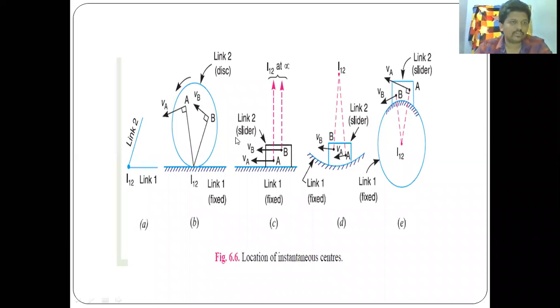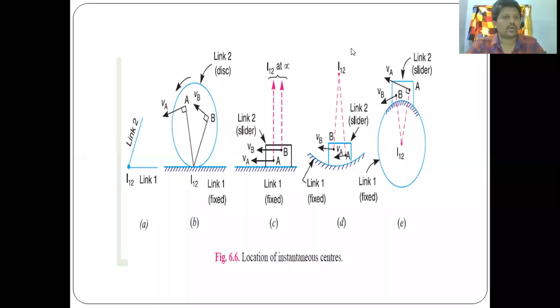So this is one where we have two links which are attached. The instantaneous center will be at the center of the pin. The second one, if they are rolling, they are at the point of contact, and for sliding also they are at the point of contact. But there we should draw some common normal too. These are the different cases here.